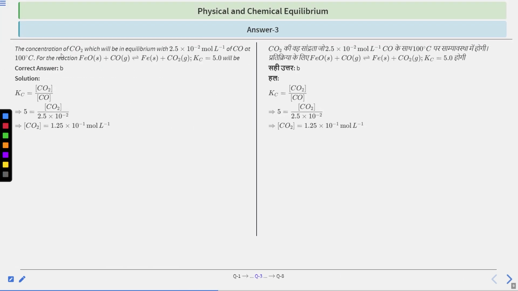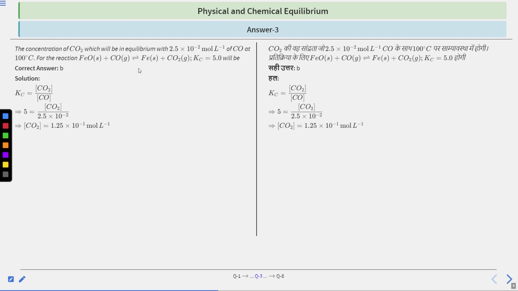Okay, so the correct answer is option B. We know that for any reaction, the equilibrium constant is given by the concentration of products in the gaseous state divided by the concentration of reactants in the gaseous state. So on the product side we have CO2 in the gaseous state, divided by the concentration of CO on the reactant side. We have Kc for this reaction, that is 5. So 5 equals the CO2 concentration divided by the CO concentration, which is given already. Solving this equation, the CO2 concentration comes out as 1.25 into 10 to the power minus 1 mole liter inverse. And thus option B is the correct answer.